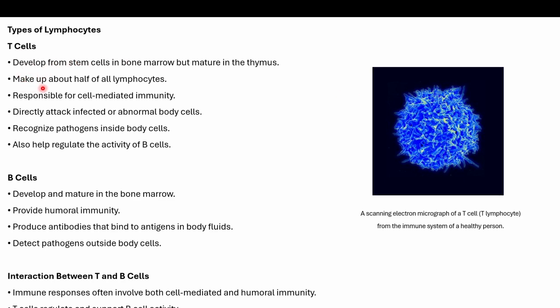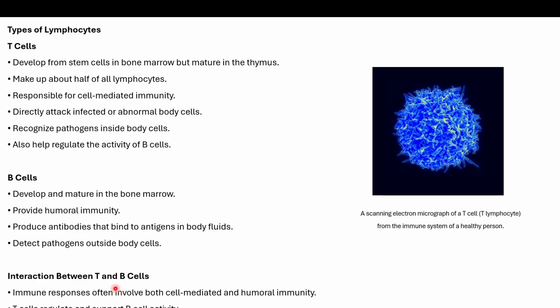T cells make up about half of all lymphocytes, and they are responsible for cell-mediated immunity. T cells directly attack infected or abnormal body cells, and they recognize pathogens inside body cells. But they can also help in regulating the function of B cells. And B cells develop and mature in the bone marrow, and they provide humoral immunity. They produce antibodies that bind to antigens or pathogenic substances inside the body fluids, and they can also detect pathogens outside the body cells.